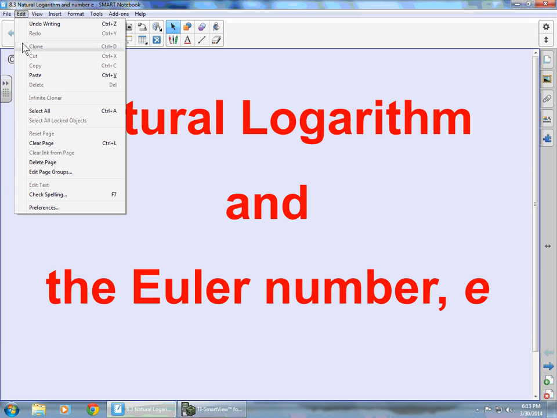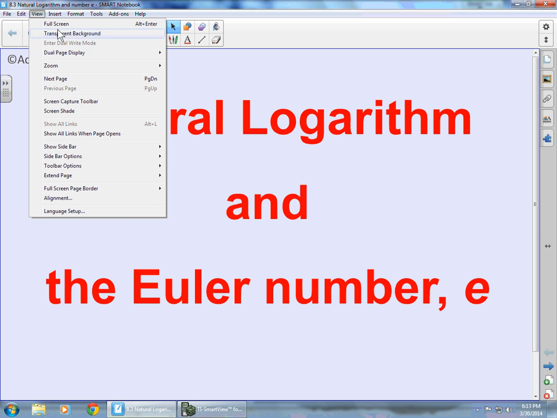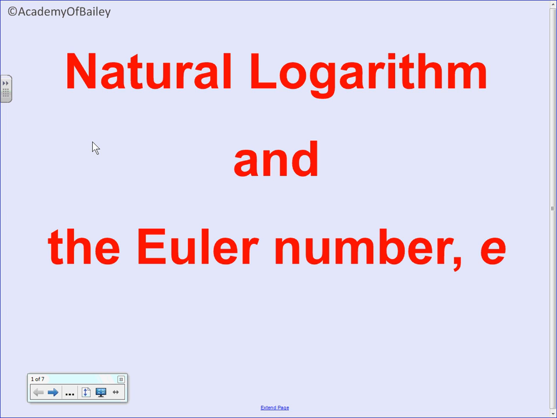Okay, we have a video here on the natural logarithm and the Euler number e. Just like pi, the symbol for pi is something similar to this. For imaginary numbers, we use the letter i. The Euler number is also represented by a letter, the letter e, and a lot of times you'll see it italicized in problems or in books.